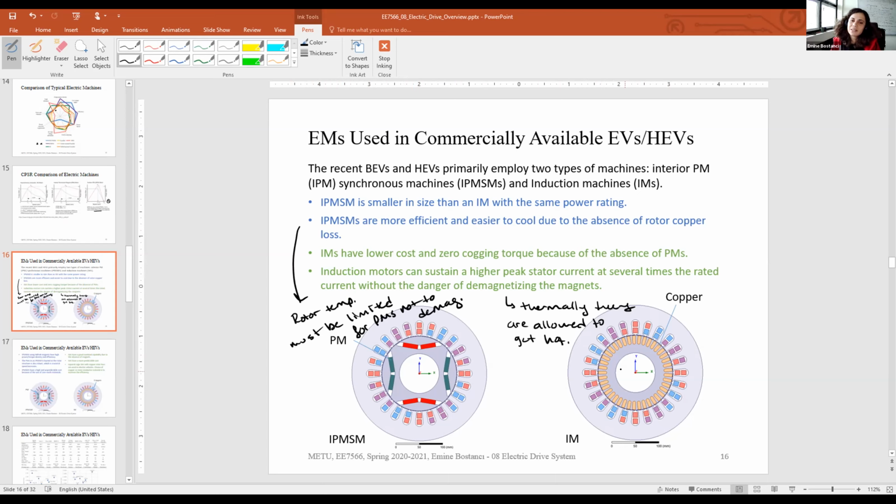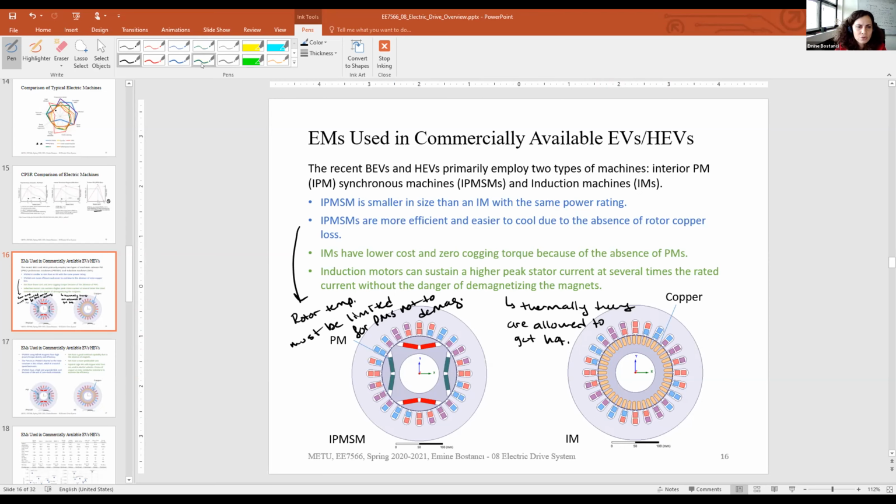So the induction machines are good for overload capability. We call it overload capability, the difference between the continuous operation and the short-term operation. So these induction machines can give you very high torque for just short durations because we can let the system get hot without risking any demagnetization. So that's why the induction machines can be handy. Because of the absence of the permanent magnets, their costs are stable and they don't have high cogging torque.